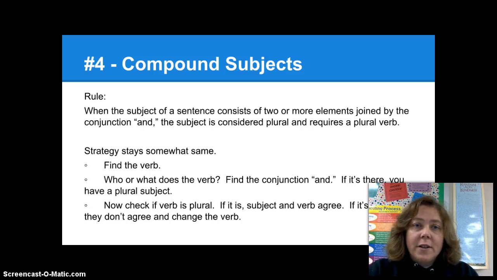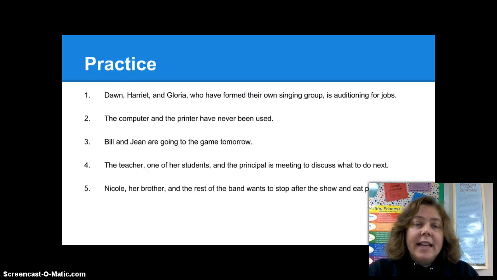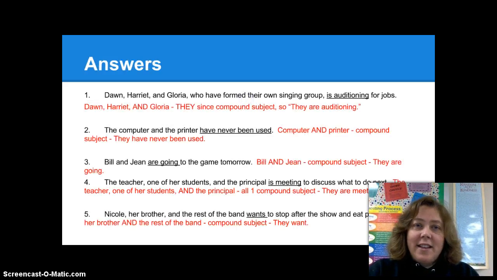So you find the verb, you ask yourself who or what did the verb to find the subject. You look in the subject, see if you can find the and, the connector. And if you have a compound subject, you then make sure that you've got a plural verb to go with it. Here's some practice. Again, you can pause the video, do the practice, and then the next slide will have the answers. Here are the answers. Make sure you check them, and then continue on.